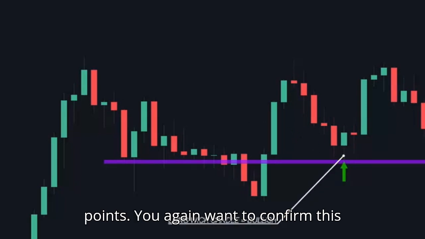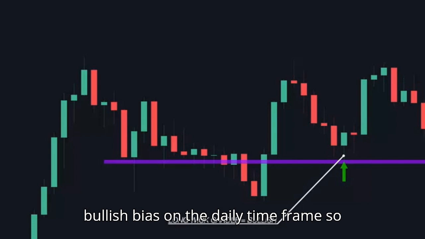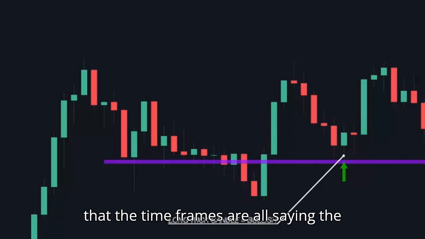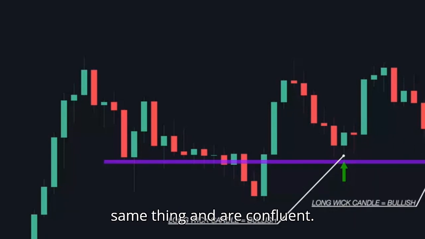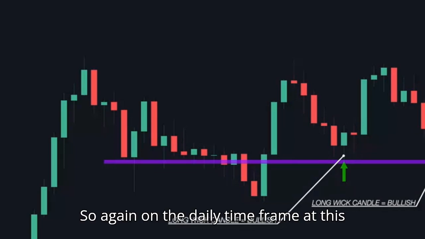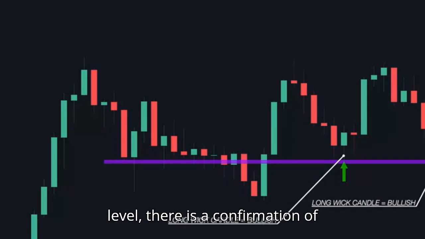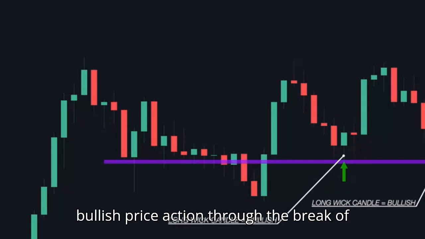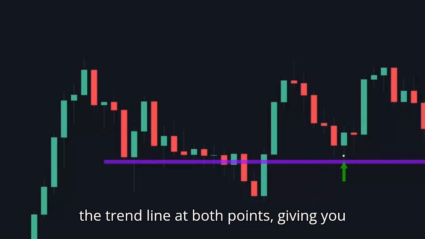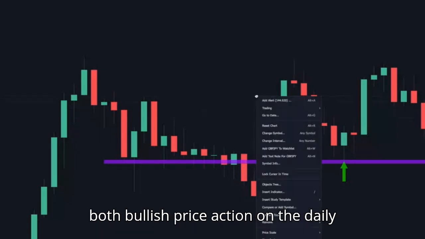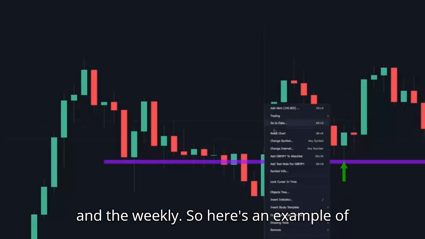You again want to confirm this bullish bias on the daily time frame so that the time frames are all saying the same thing and are confluent. So again, on the daily time frame at this level, there is a confirmation of bullish price action through the break of the trend line at both points, giving you both bullish price action on the daily and the weekly.